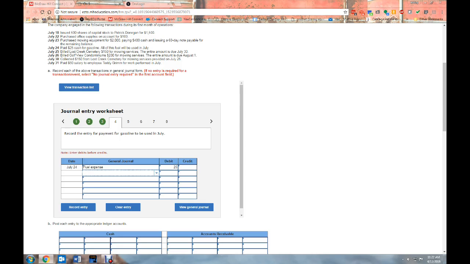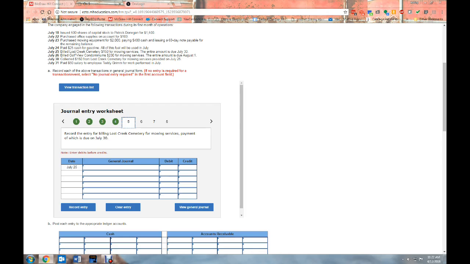All of the fuel will be used in July, so we know that's an expense. I paid cash. Cash is an asset. To decrease it is a credit entry. All right.